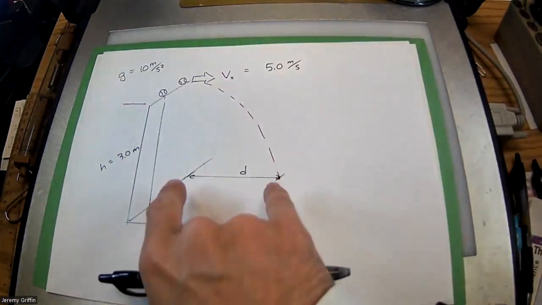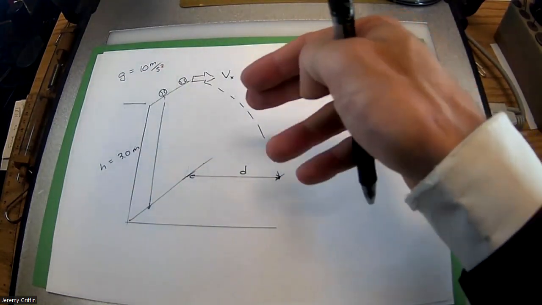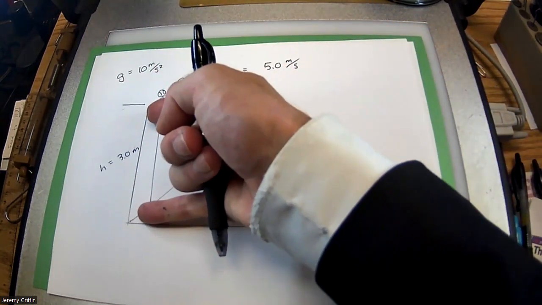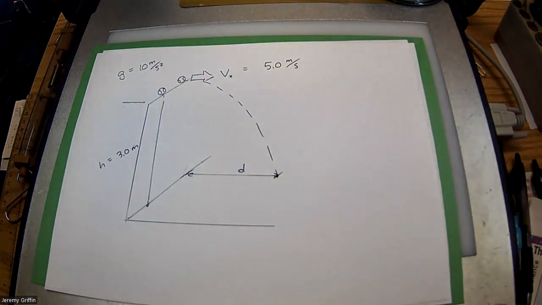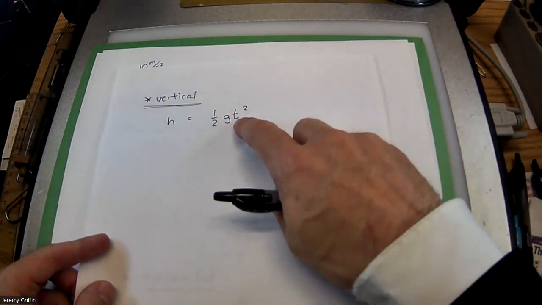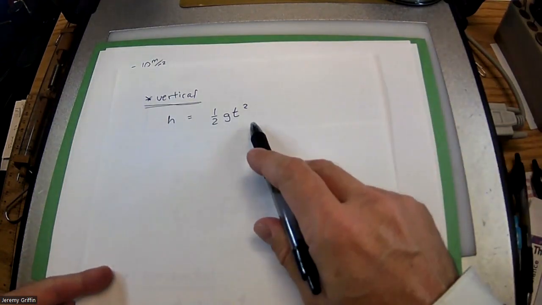So, wait a minute. How far it goes depends on how fast it's going across, but also the time of fall. And the time of fall depends on the height that it falls and also the gravity field of the planet. So I'm actually going to start with vertical motion so I can figure out the time of fall and then switch over to horizontal. So h is 1/2 g t squared.